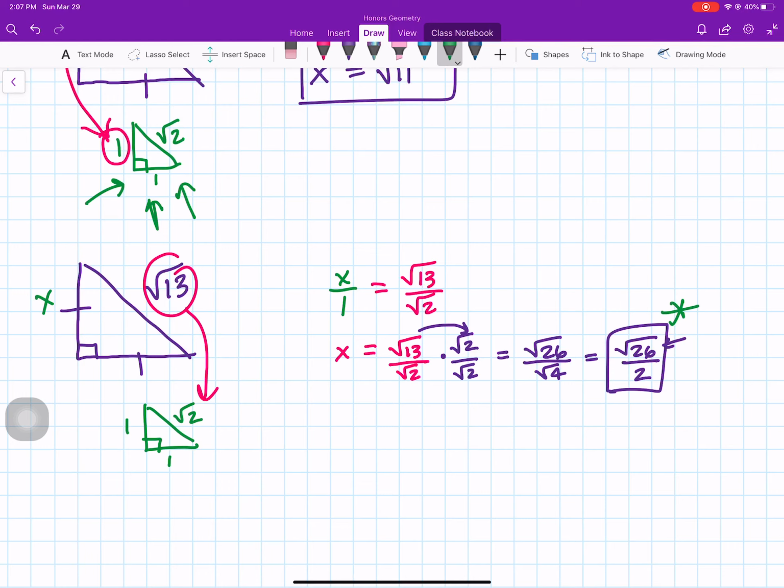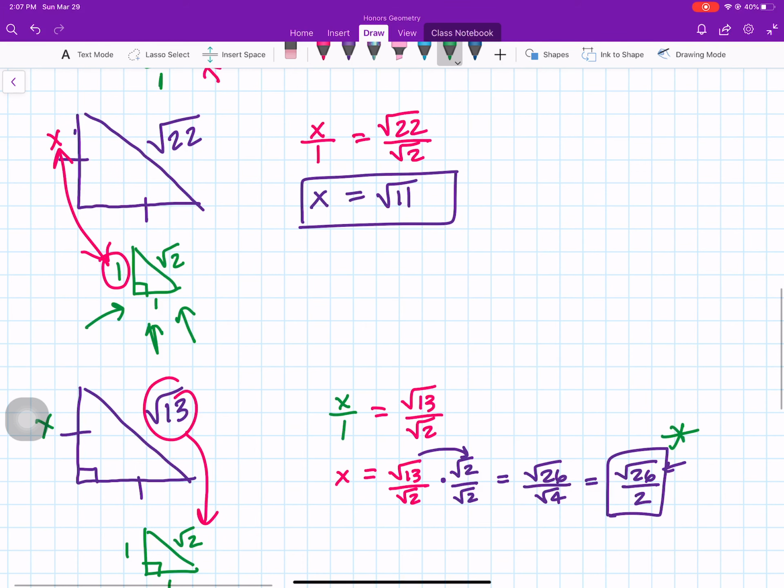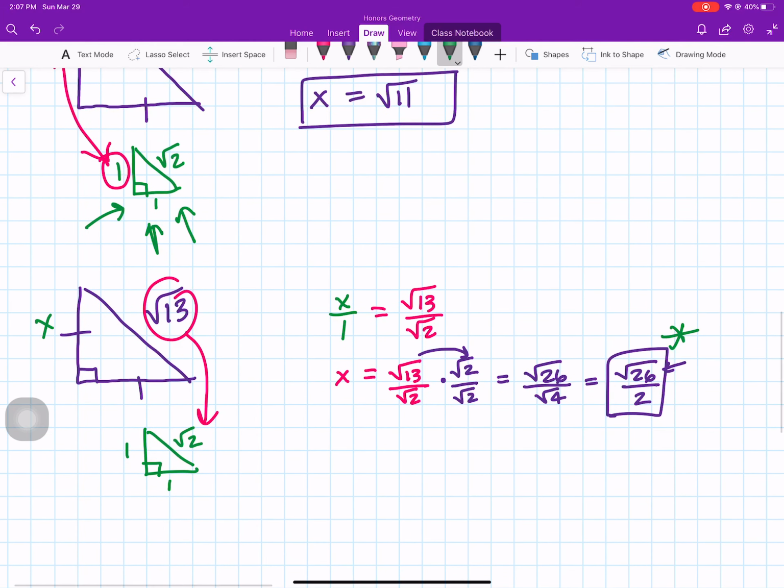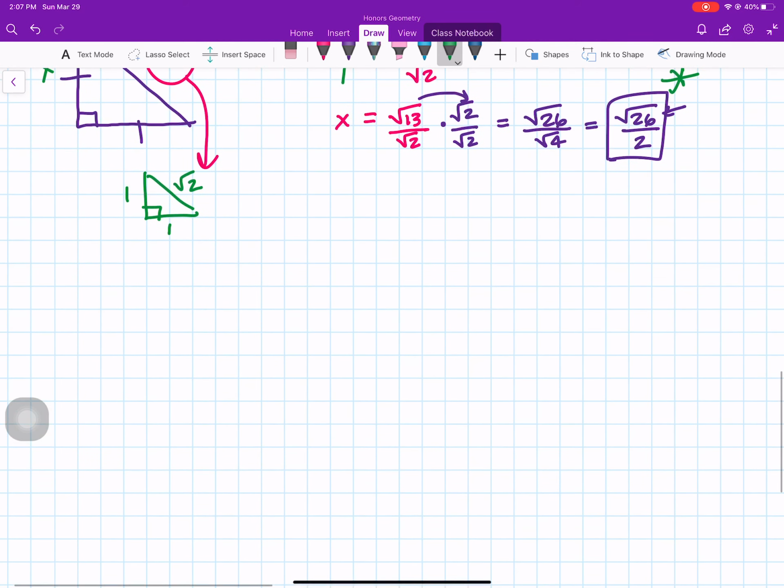Be careful. Remember, some of you are going to try to do it. You cannot divide root 26 by 2. You could divide two roots like we did here, but you cannot divide root 26 by plain old normal 2 because they're not the same type of number.